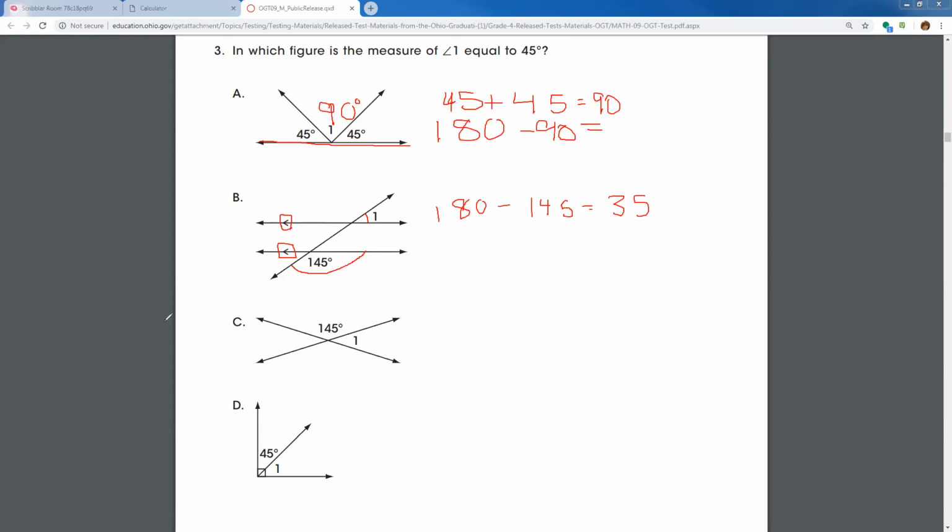And then C is another straight line, which means C is also 180. It happens a lot. A lot of them use 180. So that one's also 35.